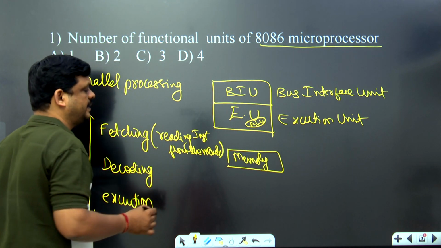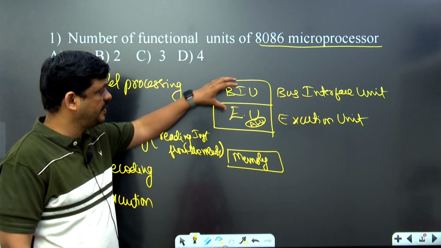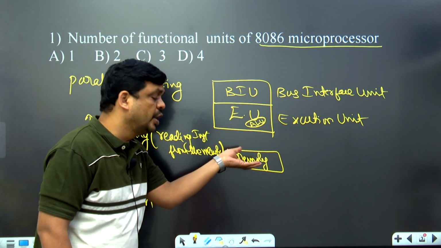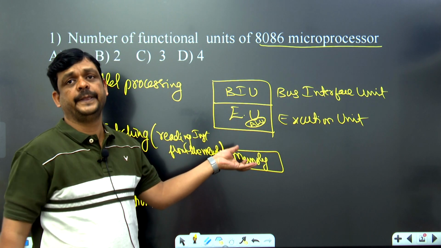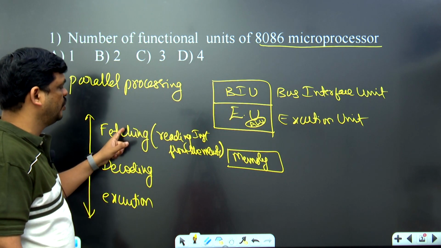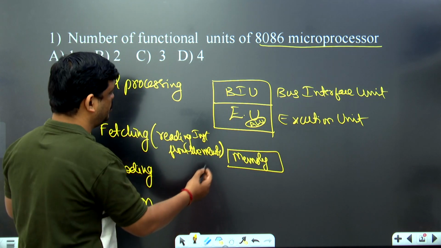Every processor has to perform this operation compulsorily, because first of all, it has to read the instruction from the memory. All the instructions are stored in the memory only, right? So this reading instruction is called fetching. After fetching, it has to perform decoding, right? Let us assume one instruction.